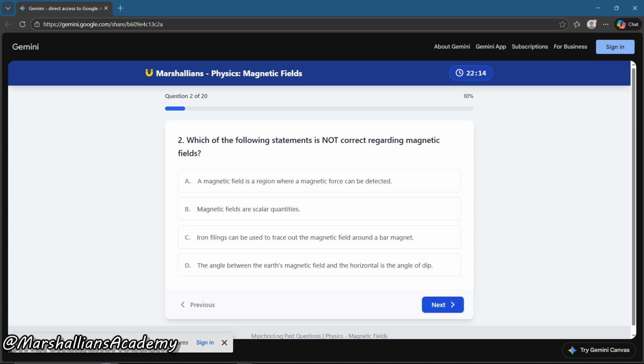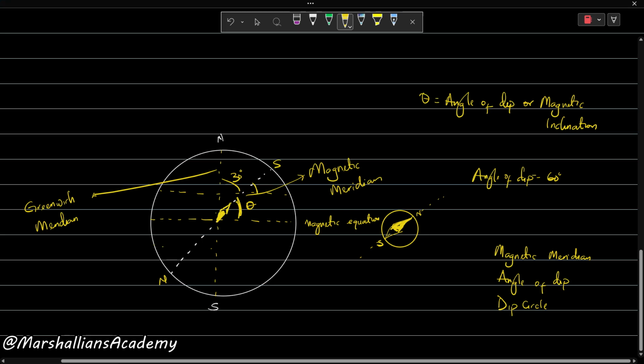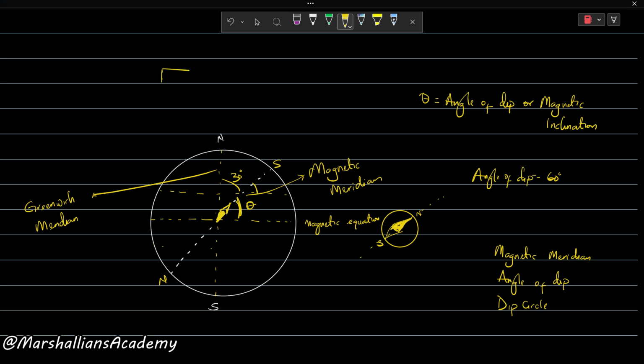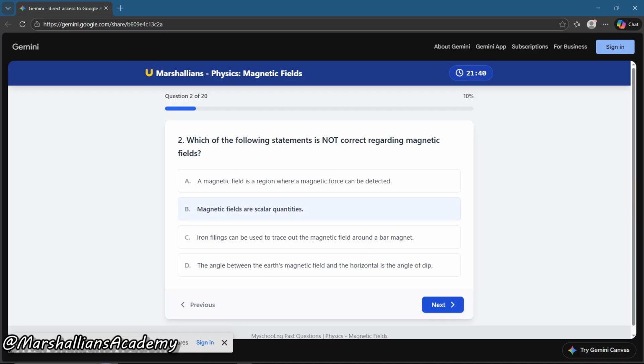This is magnetic meridian. Which of the statements is not correct regarding magnetic field? A magnetic field is a region where a magnetic force can be detected. That's very correct. Magnetic fields are scalar quantities. That is very wrong. Why? Because we know magnetic fields have both magnitude and direction. We are taught that field lines come out from the north and head to the south. There's the direction. So they're not scalar, they are vector quantities. So the right answer is B.